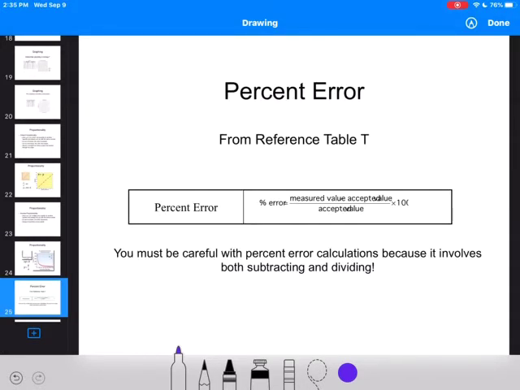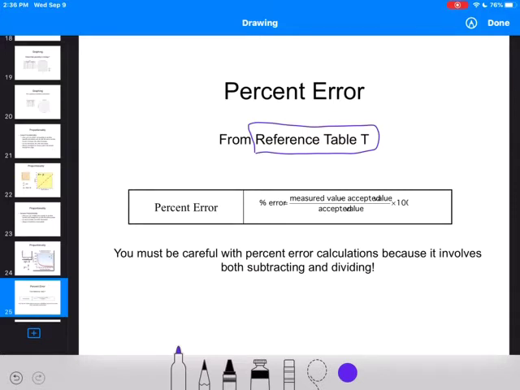Switching gears to something referred to as percent error, you're going to find this equation for your viewing pleasure in reference table T. But I have a feeling you probably already know a lot about percent error because you had to do it back in the day, probably back in earth science. So the only thing is the application as it refers to chemistry, percent error becomes difficult. You're like, how could that possibly be difficult? We did that in 8th grade.